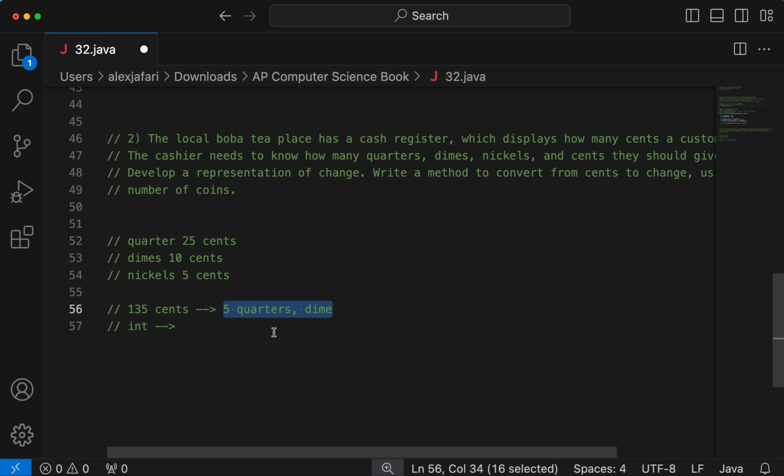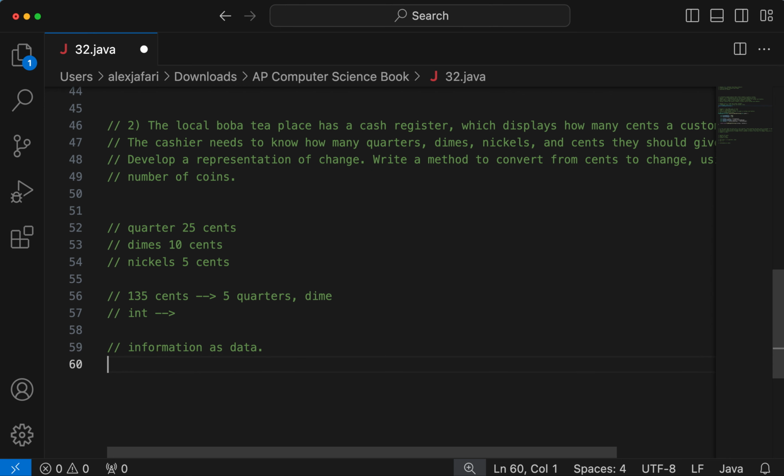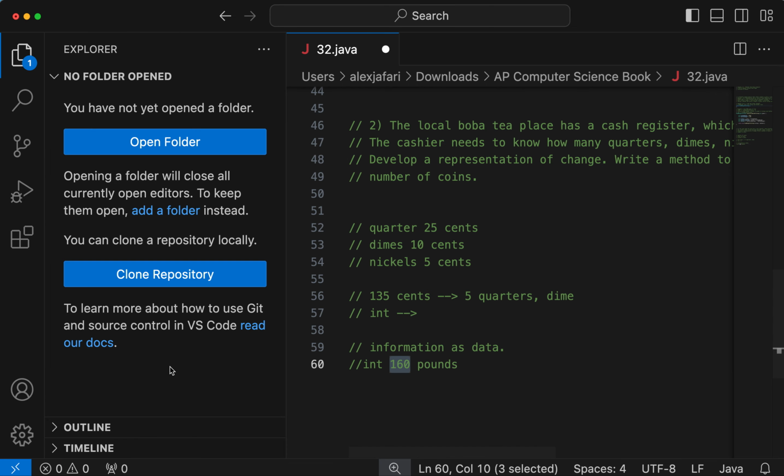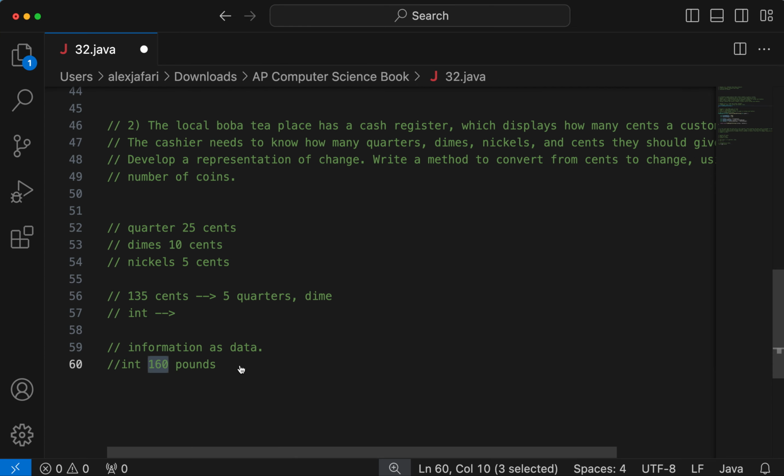I don't get the question. So our idea is to represent information as data, right? If I tell you I weigh 160 pounds, let's say, then the data that you would use is an int, 160. 160 is the int that you would use. Right? Okay.